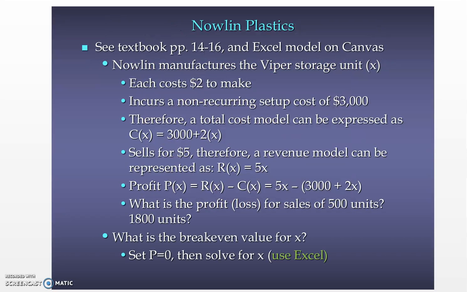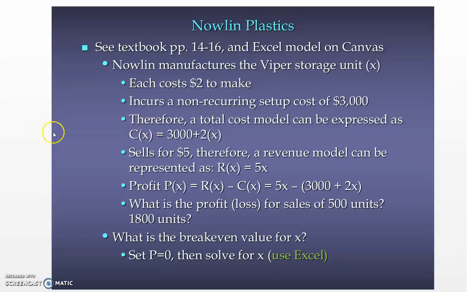Now here's another example. It comes from the textbook on the pages I've identified, 14 to 16, and then I have an Excel model on Canvas here. This company manufactures a storage unit we denote as X. It costs $2 to make. There's $3,000 of non-recurring setup cost. The total cost can be expressed like this: $3,000, which happens independent of how many units you actually make, plus $2 times X, being how many you make.